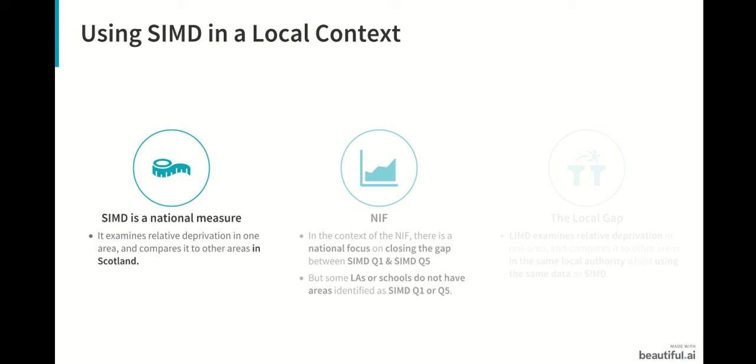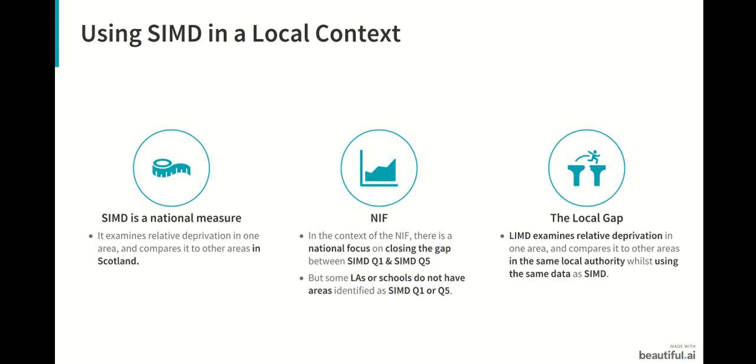Now, this process involves all data zones in Scotland across all local authorities and communities. This means that SIMD captures relative deprivation and compares areas within one local authority with the other areas across Scotland. Hence, it is a national measure. In the context of the National Improvement Framework, there is an emphasis on closing the gap between National Quintile 1 and National Quintile 5. However, there can be little or no young people coming from areas recognised at National Quintile 1 or Quintile 5, for example, our island or remote rural communities.